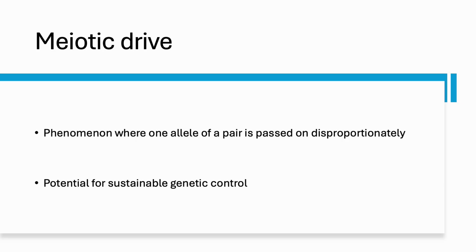Meiotic drive is a phenomenon where one allele of a pair is passed on disproportionately. Meiotic drive can be used to increase the frequency of certain targeted genes. By using this meiotic drive, scientists could increase the spread of traits that prevent disease transmission more quickly, or if linked to a beneficial gene, meiotic drive could help spread traits that make mosquitoes resistant to carrying diseases like malaria, and this could replace the need for regular releases of sterile males or other control methods.